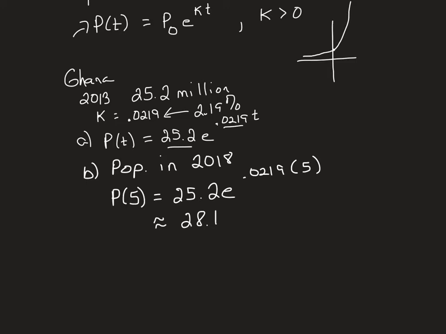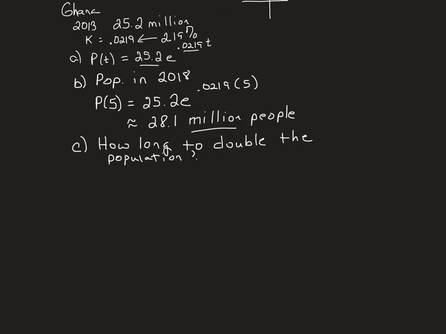So we're approximately 28.1 million people. It's not just 28.1, it's 28.1 million, so you want to be sure that you include that. If you did not get that answer when you plugged it into your calculator, stop for just a second, pause the video, and go back and try plugging it in again to make sure that you're getting the correct answer.